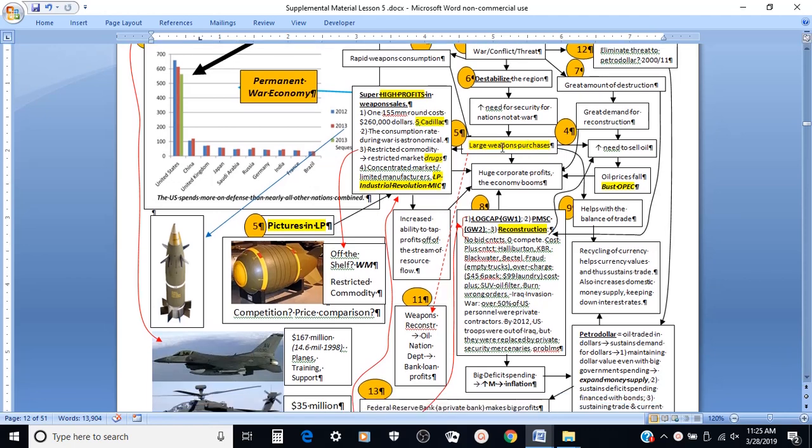So weapons purchases help with the balance of trade, right? Help recycle currency back to the U.S. Help sustain trade, and also helps maintain sufficient currency in the U.S. to maintain low interest rates.